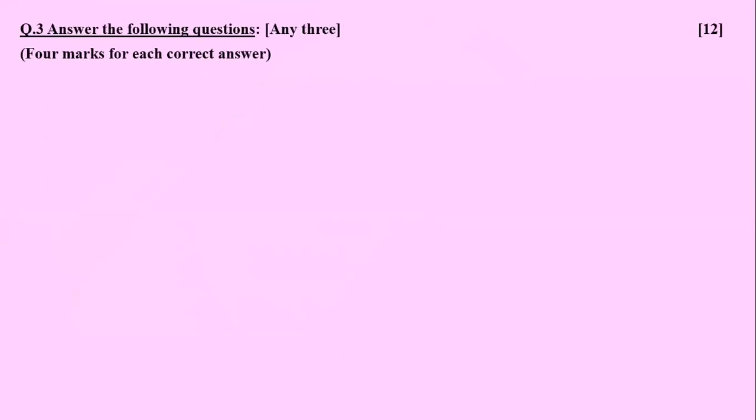Let us start with question number 3 onwards. Question number 3, answer the following questions. Any 3, 12 marks, 4 marks for each correct answer. See the first question. Explain any 4 features of microeconomics.